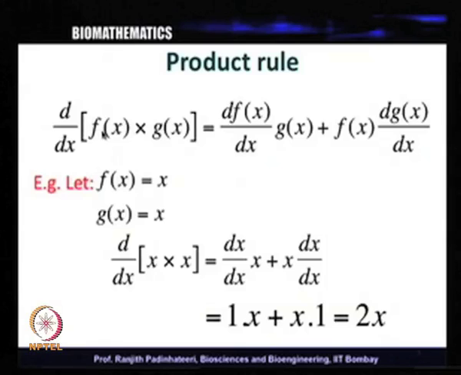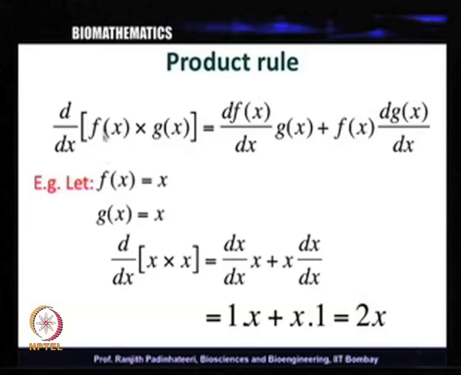Let us look at the formula once more. The formula says f of x times g of x is a product, and its derivative, d by dx of f of x times g of x, is equal to the derivative of the first function, df by dx, times the second function g of x, plus the first function f of x multiplied with the derivative of the second function, which is dg by dx.